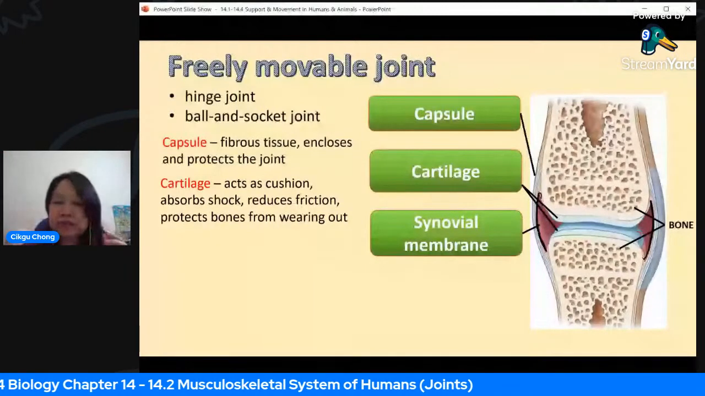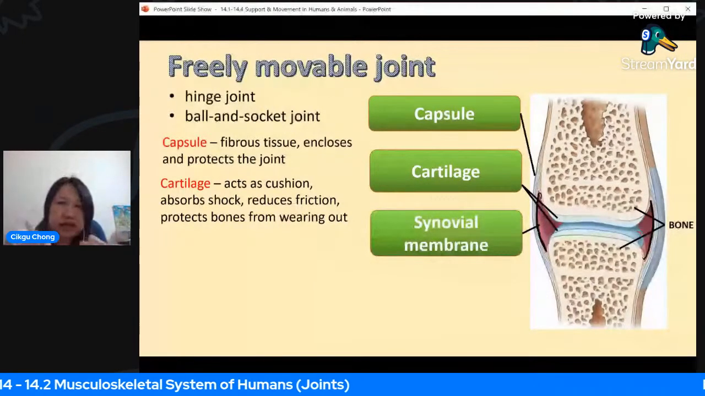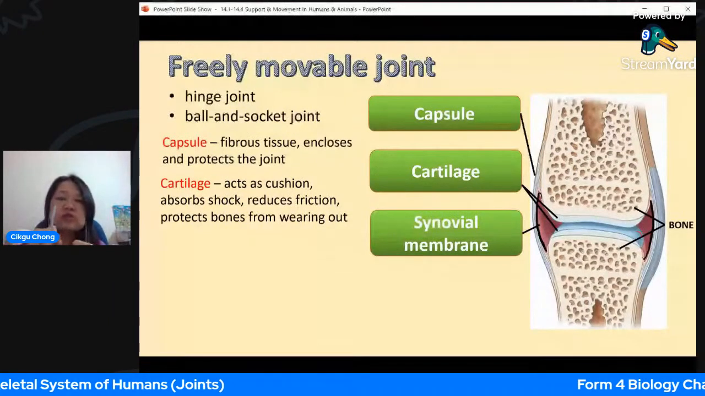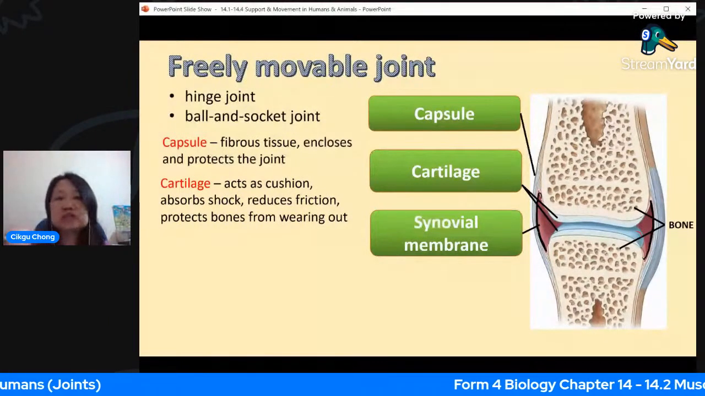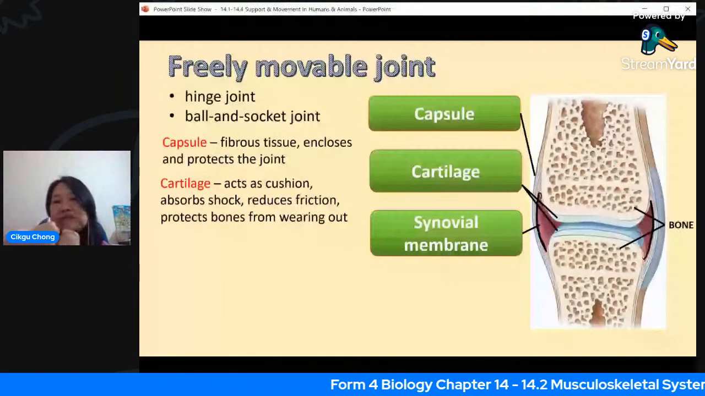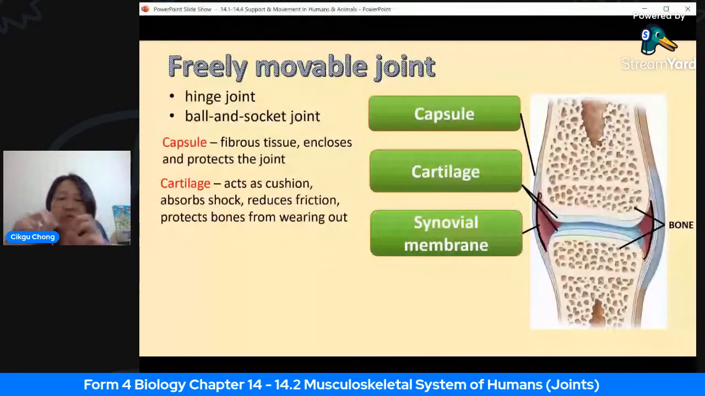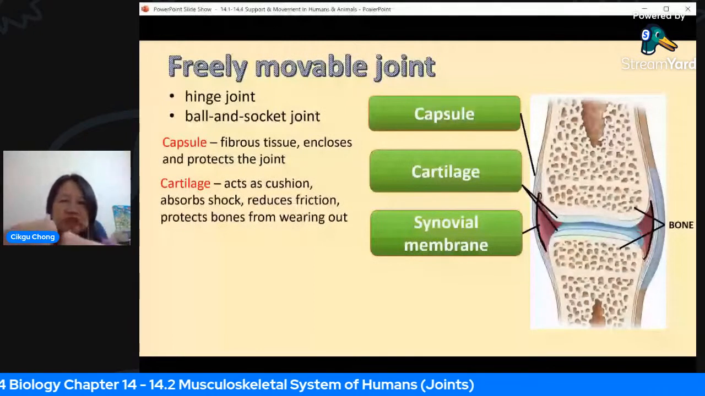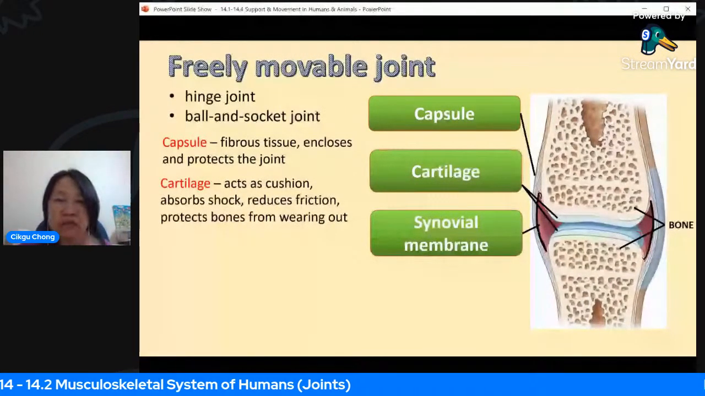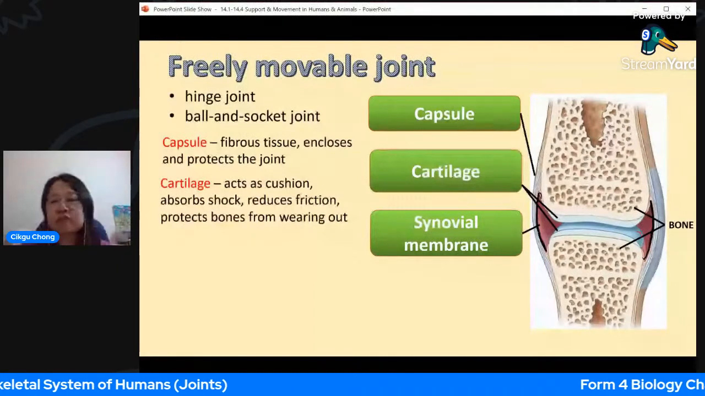You need to have liquid. The liquid is there for you to reduce friction. It's lubrication, so that when you bend your knees or any joints, you will not feel the pain, right? Because if it's very rough, there's a lot of friction, and then you're going to get a lot of pain when you do that kind of movement.